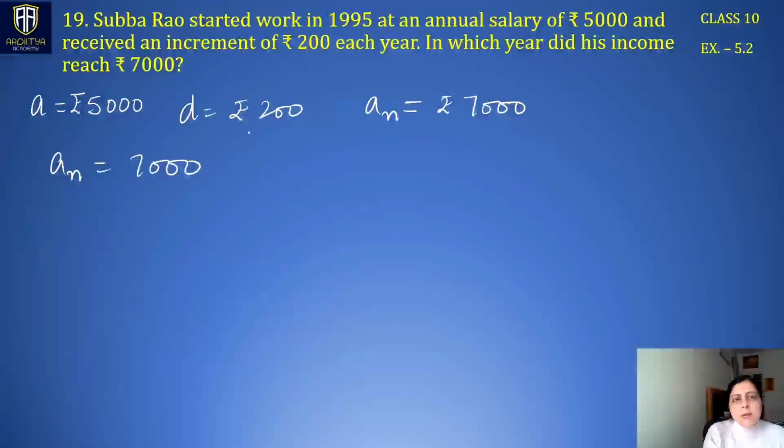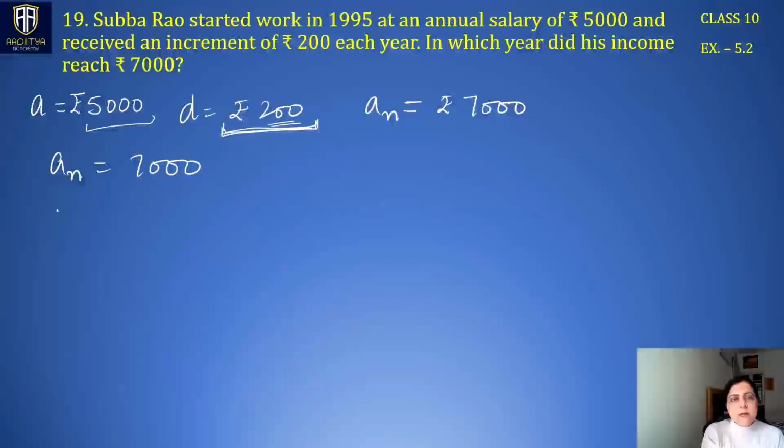This is an AP because the common difference for every year is fixed. It is not based on the basic income. If the basic income is fixed and we have a particular part of that income to be increased, this would not have been an AP. Since the change in the value for every year is constant here, this is an AP.